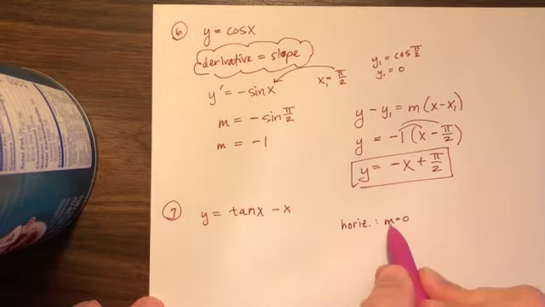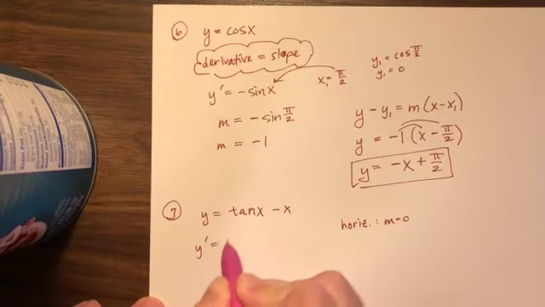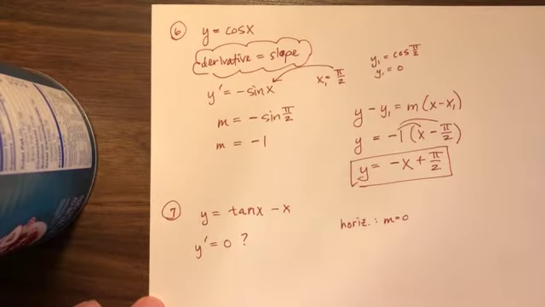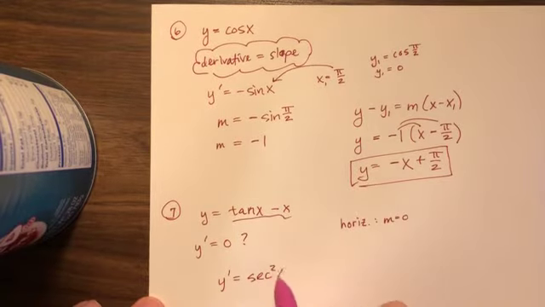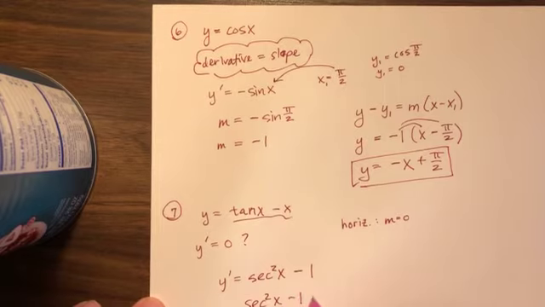So basically, since the slope is the derivative, I need to know where the derivative is equal to 0. So let's find the derivative of this. The derivative of tangent is secant squared. The derivative of x is 1. And then I'm going to set it equal to 0. Secant squared of x minus 1 equal to 0.